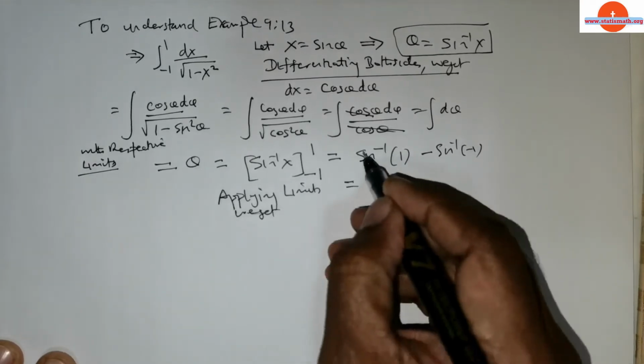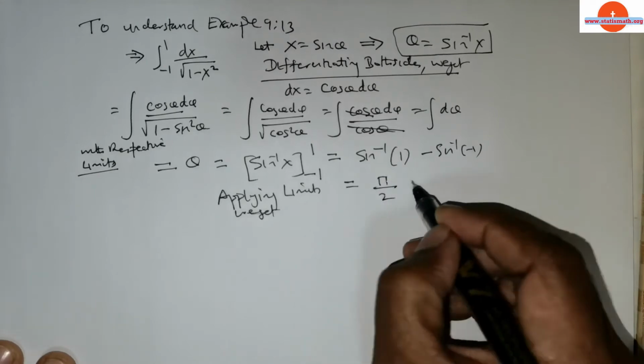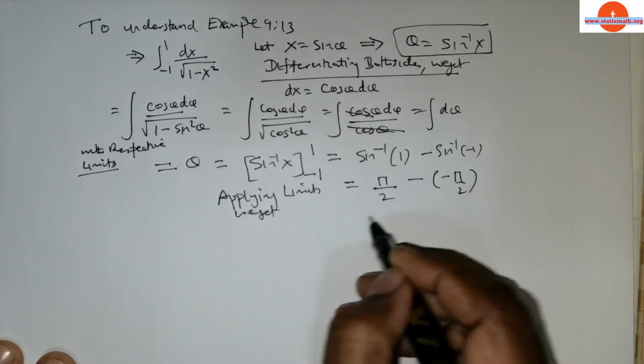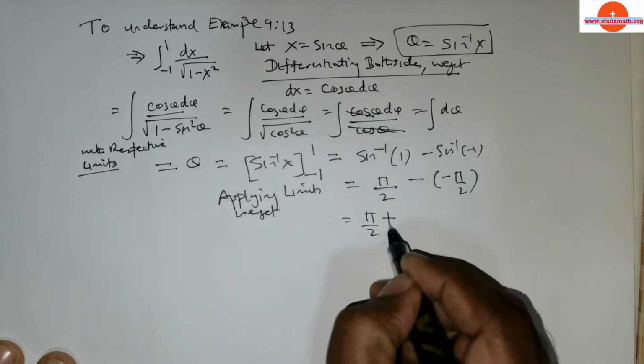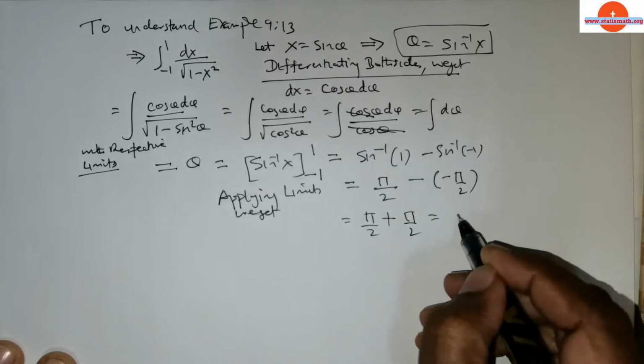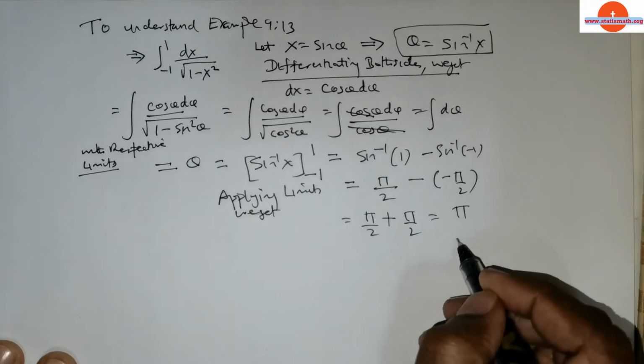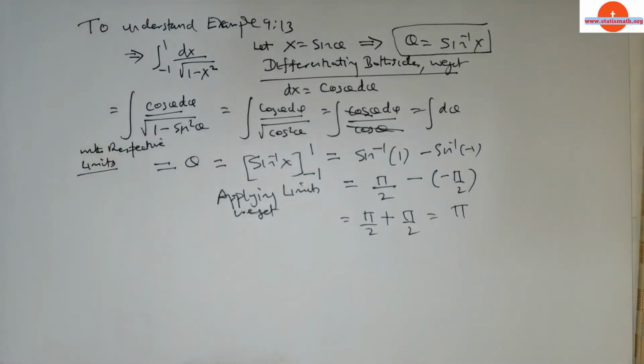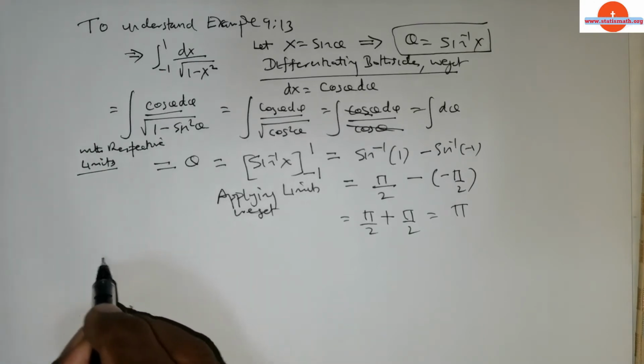Now we know that sine inverse of 1 is pi divided by 2, and sine inverse of -1 is negative pi divided by 2. So this is equal to pi over 2 added with pi over 2 will give us pi. So this is the final answer for this question. So we would now continue on to do the example.